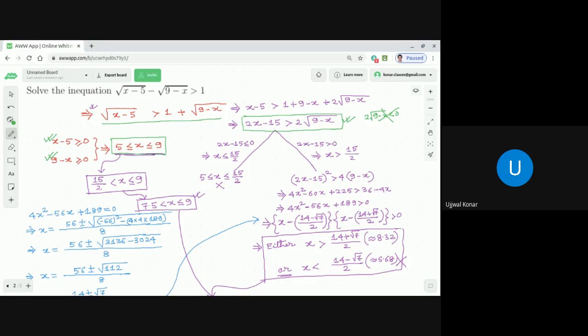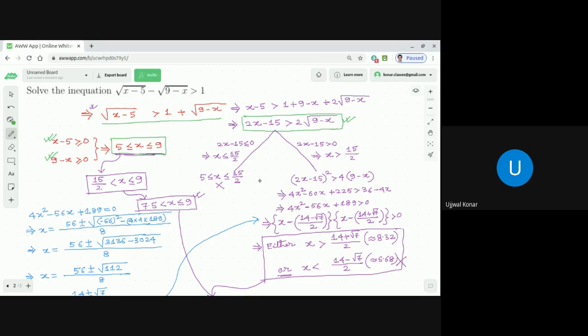Yes. So that is why this solution is also not acceptable. That's why I make it a cross sign here. Okay, so we see what? Any value of x less than or equal to 15 by 2 is not an acceptable solution.